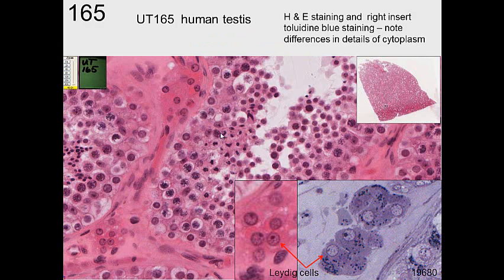So here you see an H&E of the testis. You can see the bullets of the more mature spermatids. You see these primary spermatocytes.